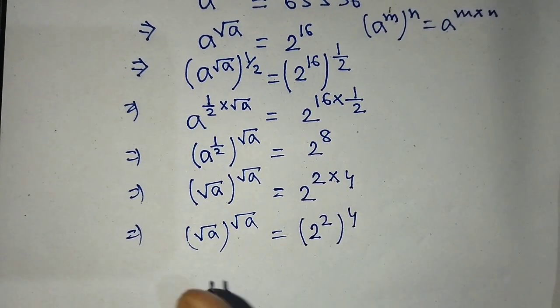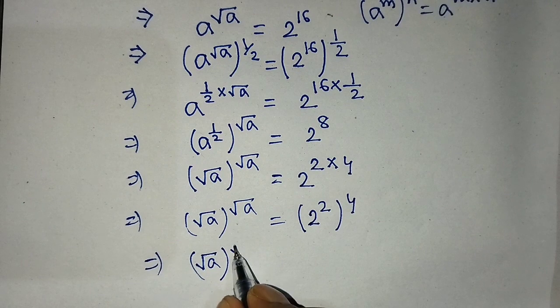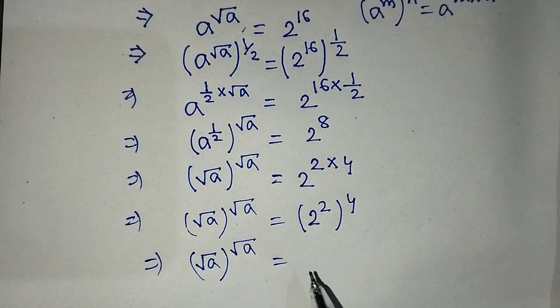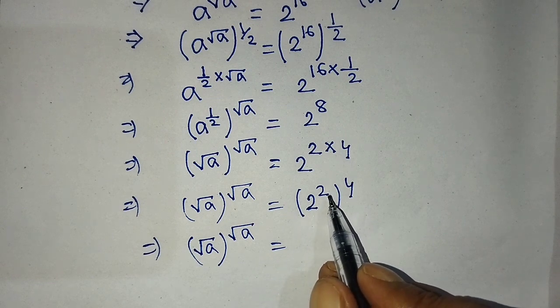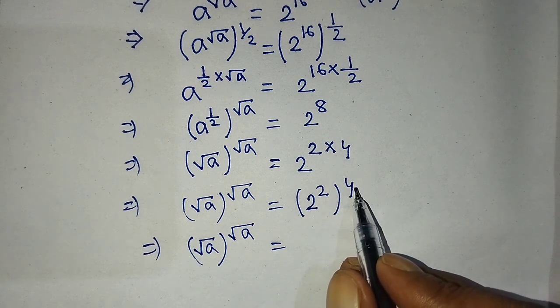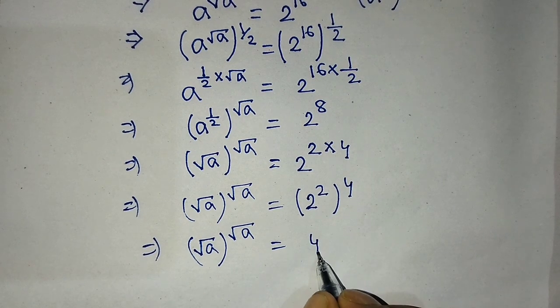Okay student, so my dear student, again we have to write root over of a whole to the power root over of a on the left hand side is equal to, on the right hand side in the place of base is 2 square, and in the place of power is 4. Okay, so we can write from this exponential form 4 to the power 4.